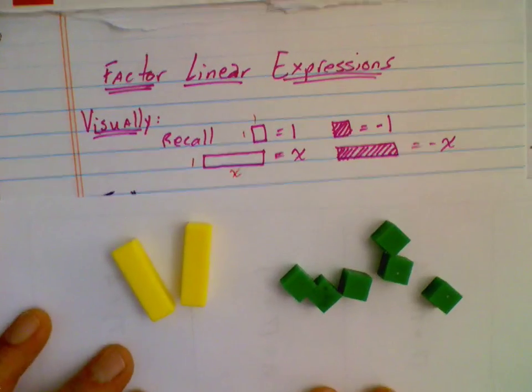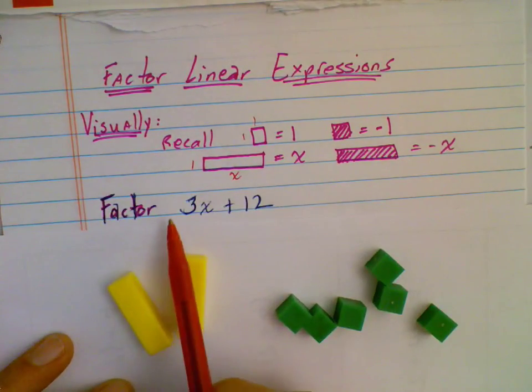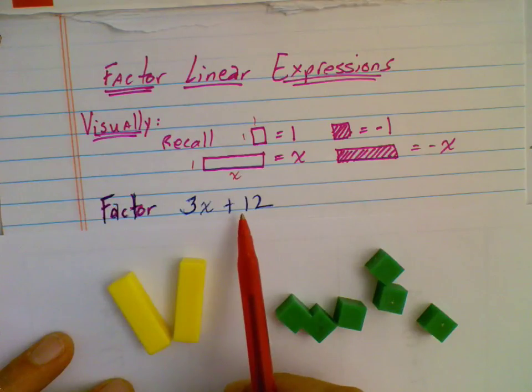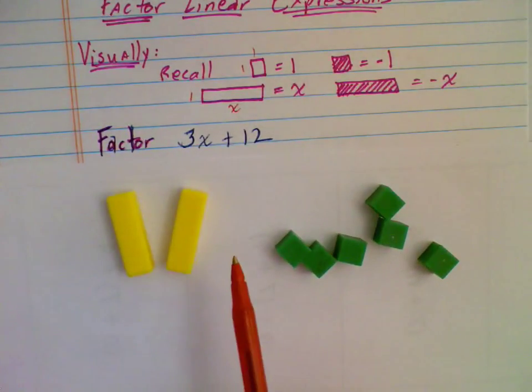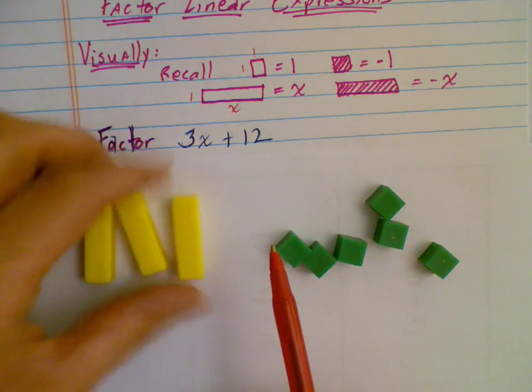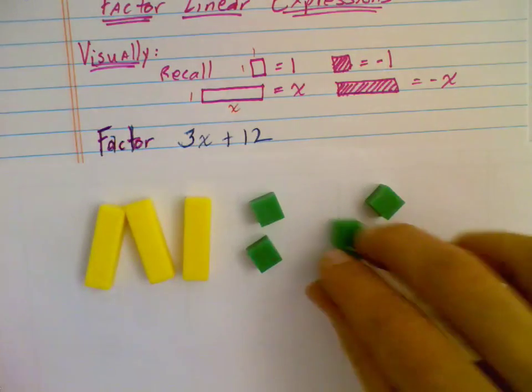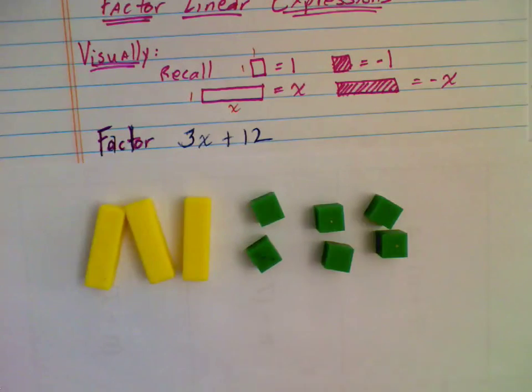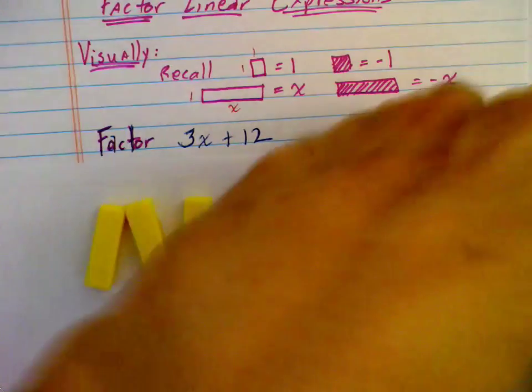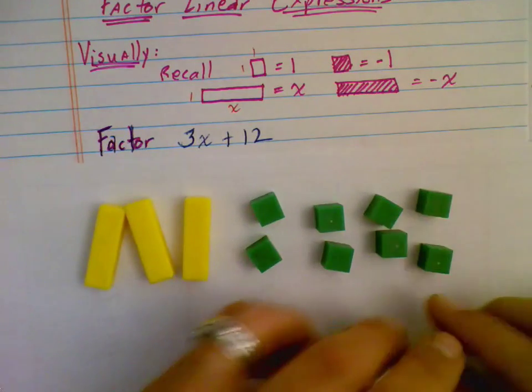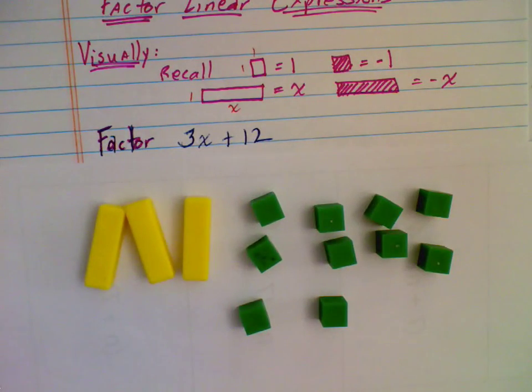All right, so let's use these things now to factor 3x plus 12. So what that means is I need 3 x pieces, right? I need 12 of the 1's pieces. There's 2, there's 4, there's 6, there's 8, 9, 10, 11, 12.